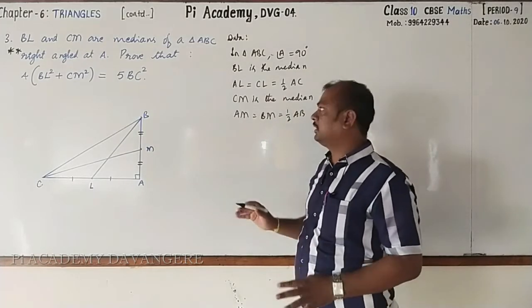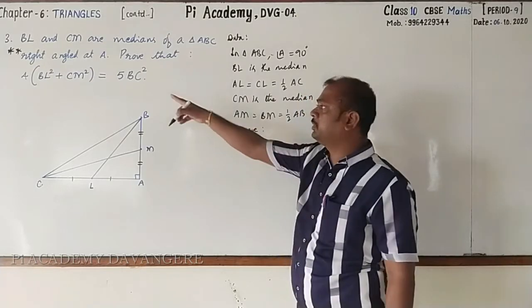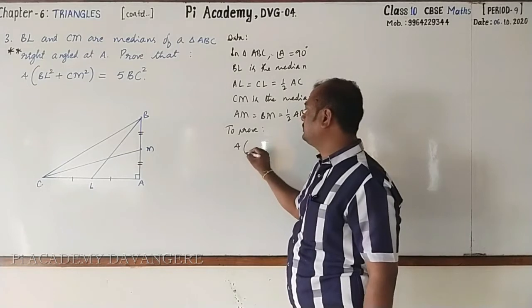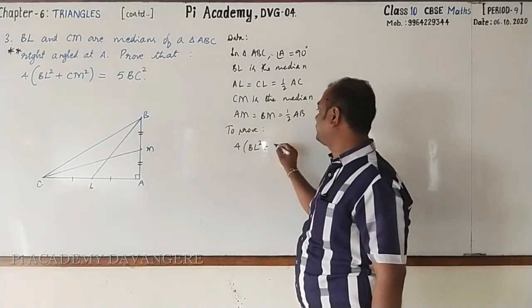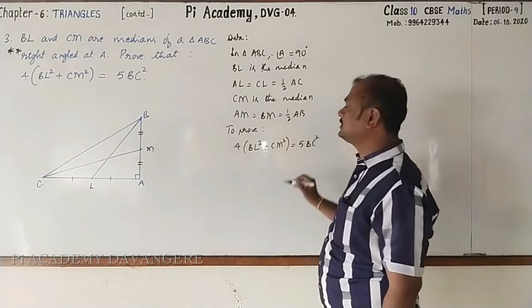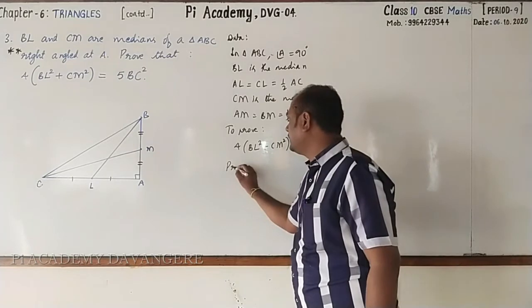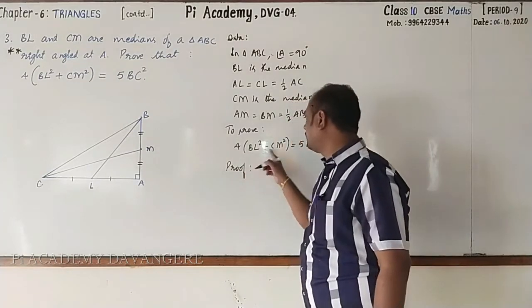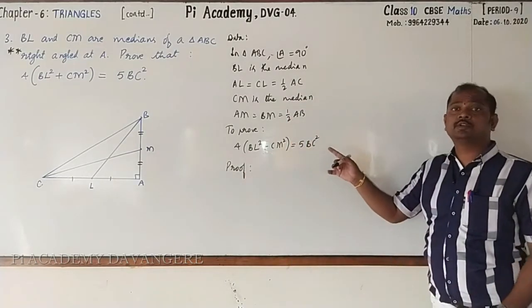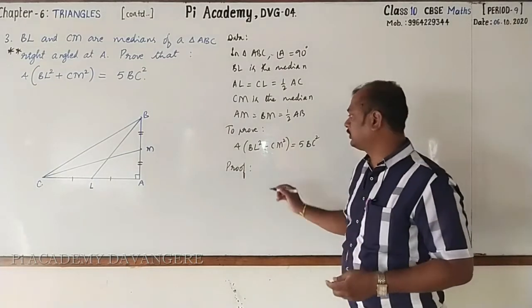This much has been given. Next, we should prove that. What is that statement to be proved? It is 4 times (BL square plus CM square) is equal to 5 times BC square. Let's go for proving. As I told, they are all the hypotenuse of the 3 triangles. Hence, we shall go for using Pythagoras theorem.